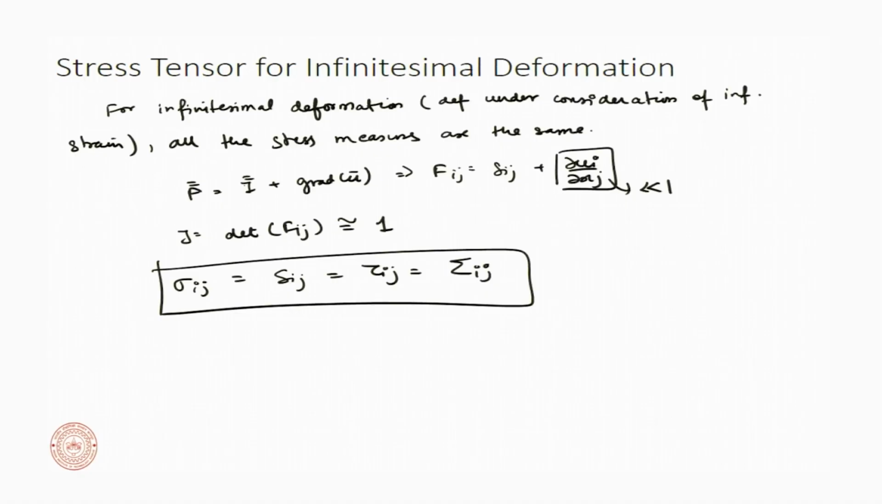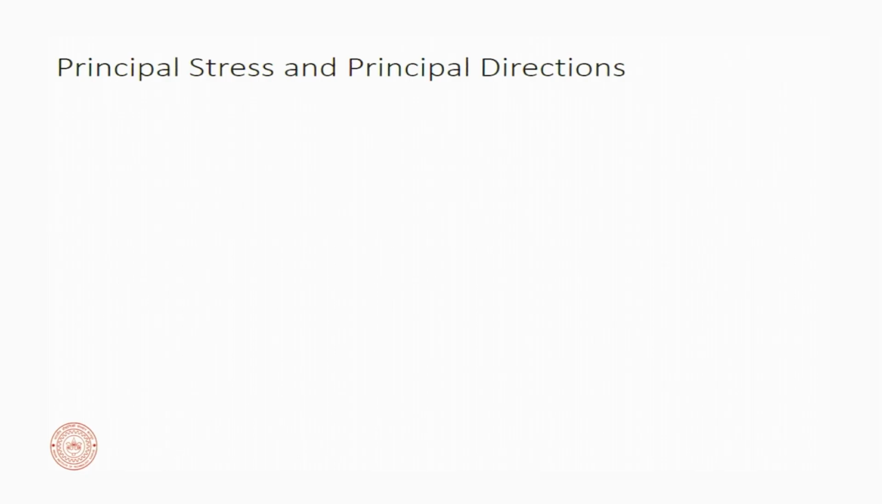So for small deformation, since the body is not deformed at all, the initial state is very close to the final state, so we can consider all types of stress states as same or similar. Okay, so we will use this definition mostly when we will be modeling different solid mechanics problems like membranes or plates and so on. Principal stress and principal directions, most of you would know.